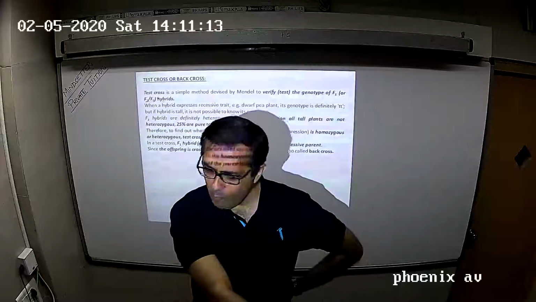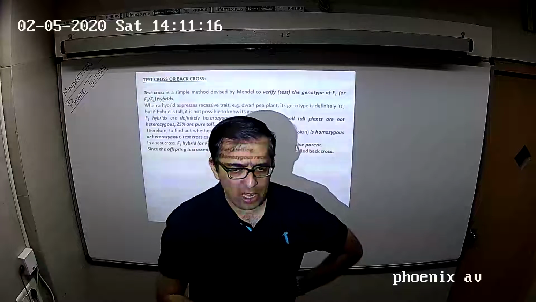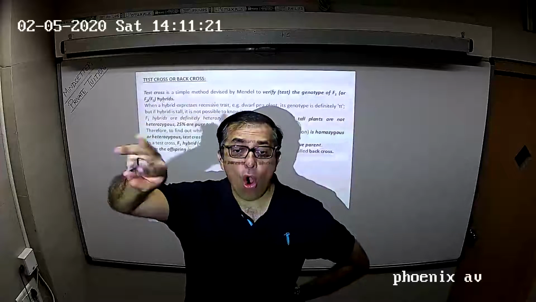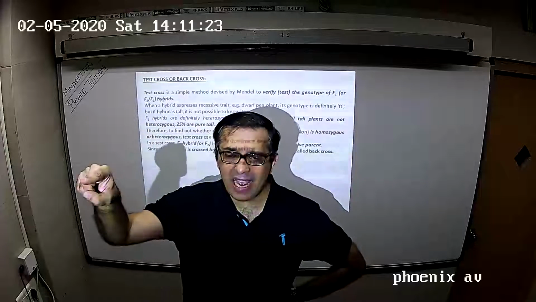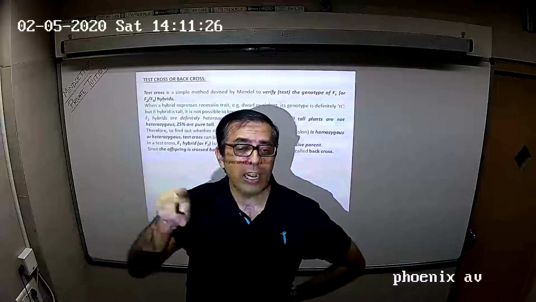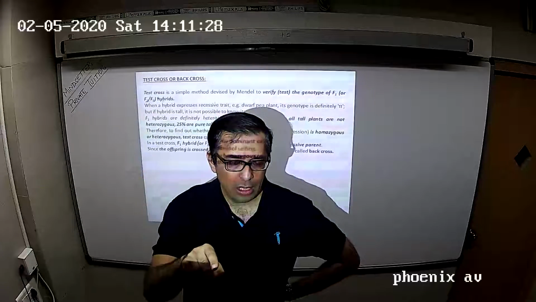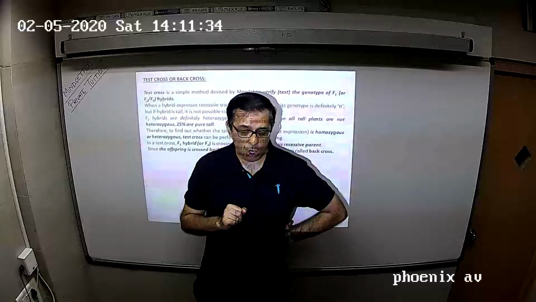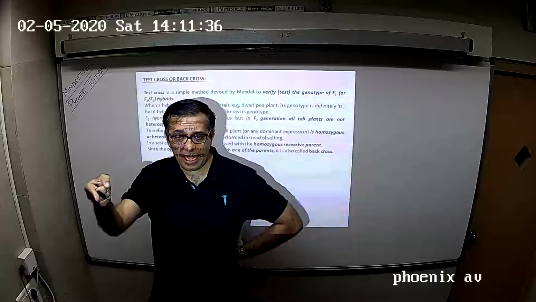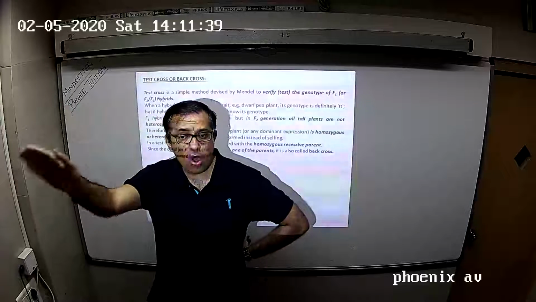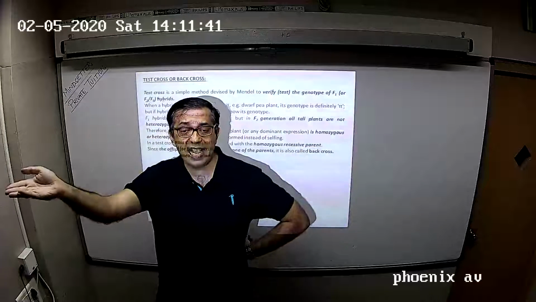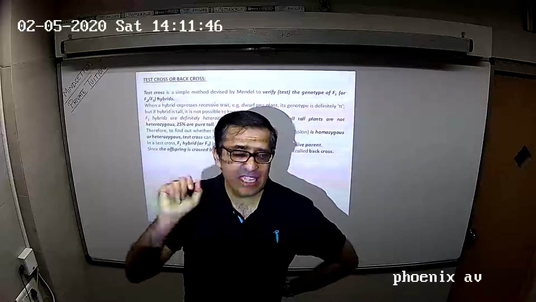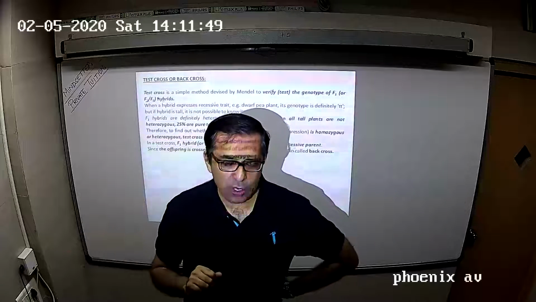Now, dwarf plant is always homozygous, small t, but the tall plant can be either homozygous or heterozygous. If it is homozygous, it is capital T, capital T. If it is heterozygous, it is capital T, small t. Now, we can say phenotypically they are tall, both of them are tall. Now, genotypically, is that a pure tall or a hybrid tall? Is it homozygous or heterozygous? How can we know that? We can only see the phenotype. We cannot know the genotype.